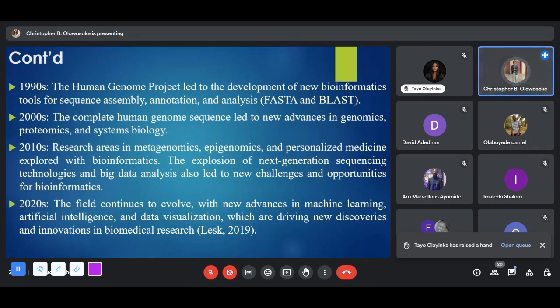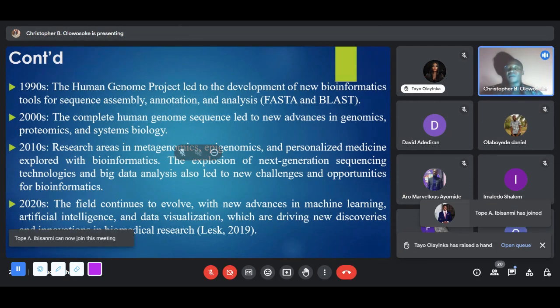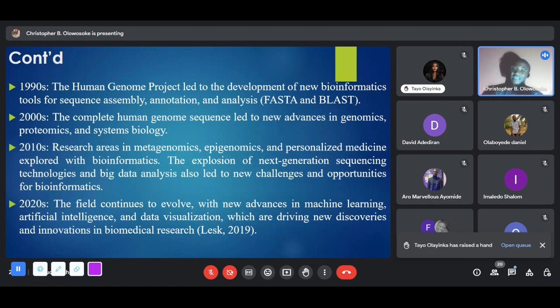By the year 2010, research in metagenomics, epigenomics, and personalized medicine were being explored with bioinformatics. At this period, there are sophisticated computers. We are not just restricted to analog and digital computers this period. So there are much more sophisticated computers for us to explore analyses like metagenomics and epigenomics. So next generation sequencing is being developed, and some of this next generation sequencing is the Illumina and Nanopore sequencing technology. Like I said, during the Sanger period, just a small fragment of genetic information or sequence was able to be understood. But by 2010, 2012, NGS, the next generation sequencing, was explored to get information on larger sequences.